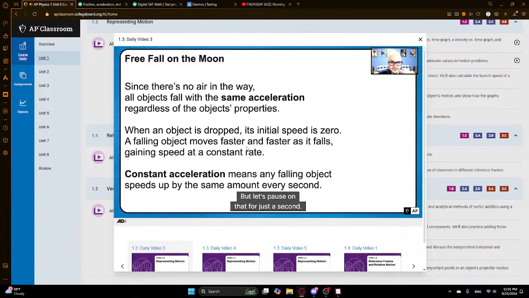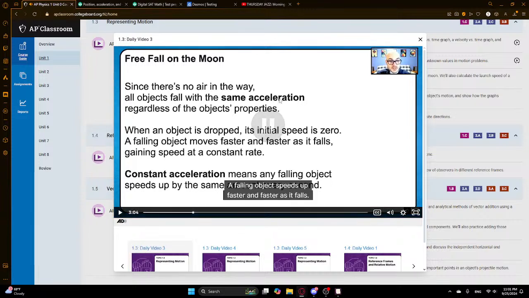Let's pause on that for just a second. The same acceleration doesn't mean that those objects will always have the same speed during their entire fall. When an object is dropped, that means its initial speed is 0. That seems important, right? When an object is dropped.